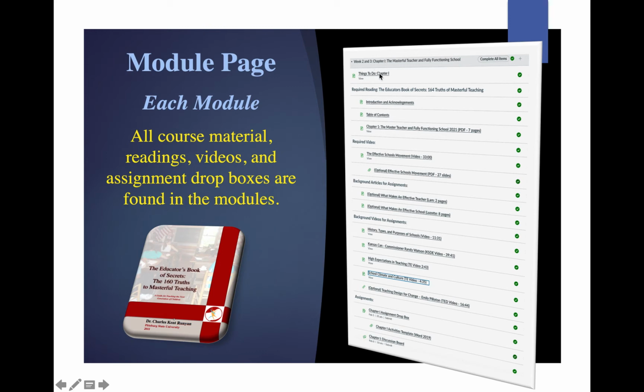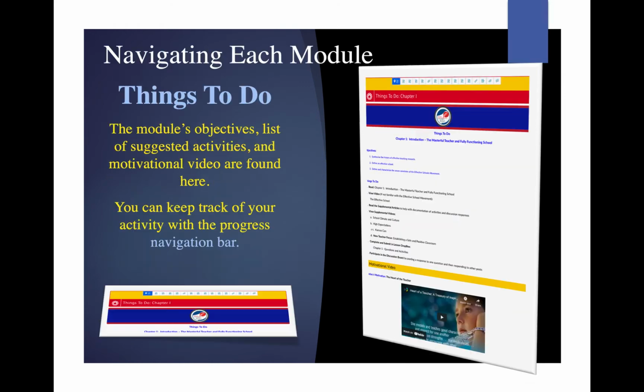The very first thing that you're going to find in each module is the Things to Do page. And in this page, it will give you the objectives that you're going to be looking at in this module, because this is an OBE class, an outcomes-based education class, where I'll cover and test to all of the objectives that we say we're going to learn, both upper and lower level objectives.